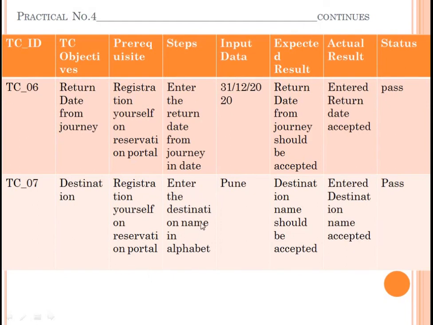Then the step is to click on the submit button. The input data is that a click event occurs. The expected result is to go to the next page. The actual result is that it goes to the next page, and then the status is pass.